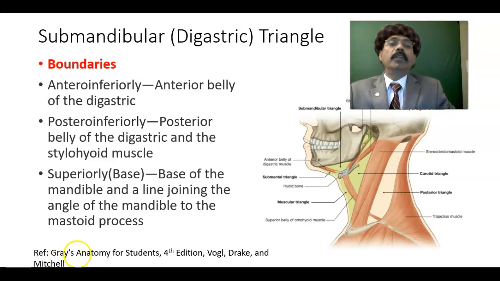Hello, my name is Dr. Dewan S. Raja. Today I will discuss the anatomy of the submandibular triangle, also called the digastric triangle.